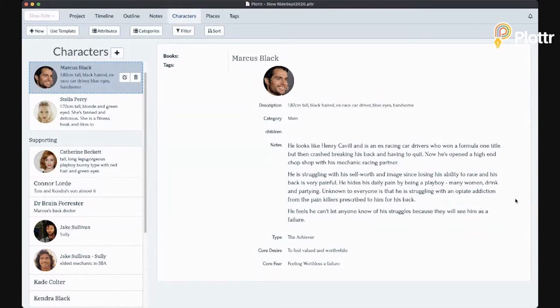So tell me about characters and your character development. I see that you've got some attributes that you've added for each character. So tell me about what you want to know about each character and how you develop them.